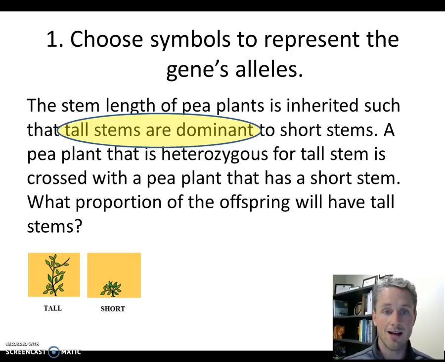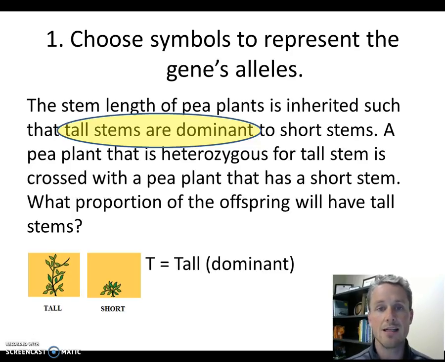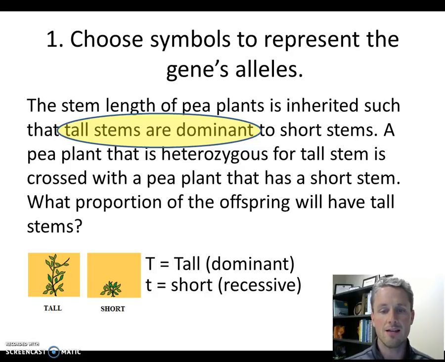You could use L's for stem length, right? Whatever letter you want to use is fine, so long as you assign the uppercase letter to the dominant allele, and a lowercase letter to the recessive allele. So again, I'm going to use T's. So uppercase T goes with the dominant tall allele of the gene, and the lowercase t is associated with the short recessive allele of the gene. All right, so that's step 1, assign the symbols.